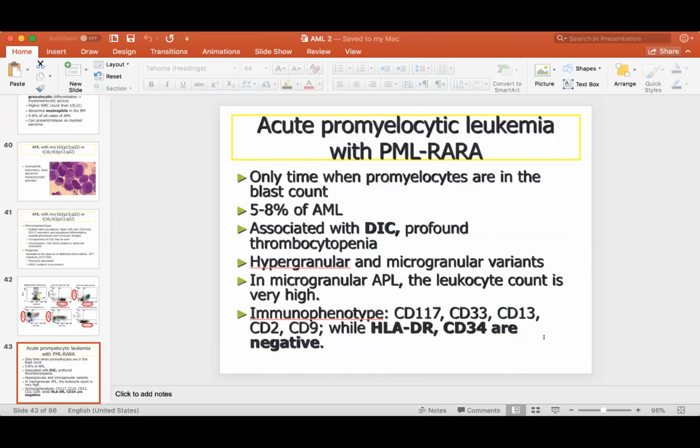These types of leukemias usually are negative for HLA-DR and CD34. So promyelocytes normally are negative for CD34 and HLA-DR. So this type of leukemia is characterized by negative HLA-DR and CD34. For example, if they show you a board exam flow cytometry sheet with negative HLA-DR and CD34 and ask you what type of acute myeloid leukemia this might be, you should include acute promyelocytic leukemia.